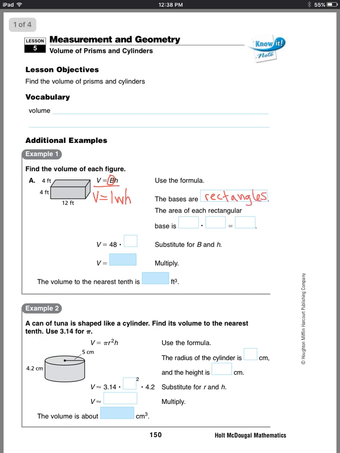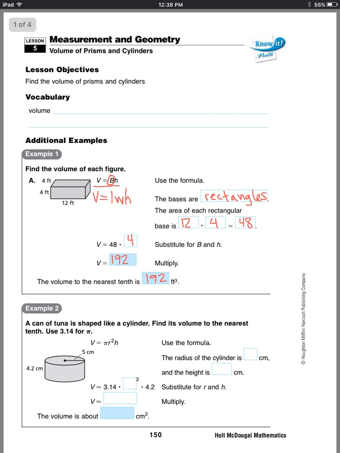So we know the area of each rectangular base is going to be 12 times 4. And we're going to get 48. Okay? All we did was length times width. Now we're going to take 48 and multiply by the height of 4. And 48 times 4 is 192. So the volume to the nearest tenth, well, it already is rounded, is 192.